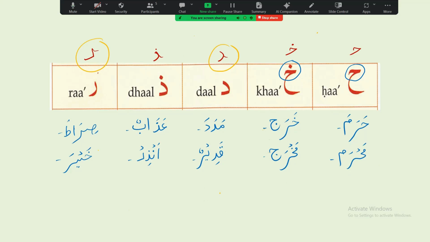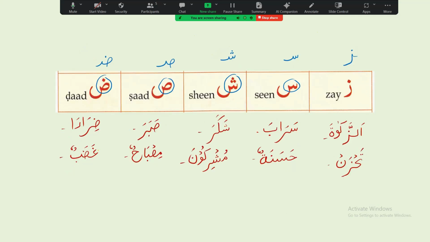Okay, next we discussed the Dal and Thal alphabet, which has a similar shape with the difference of a dot. Their shape remains intact, regardless of their position in a word. Now we have just discussed the Ra letter, which has the same scenario, the same possibility like the Dal and Thal alphabet. The Ra letter, when it comes at the start or in the middle or at the end, has its shape intact. Now moving on to the Za alphabet.